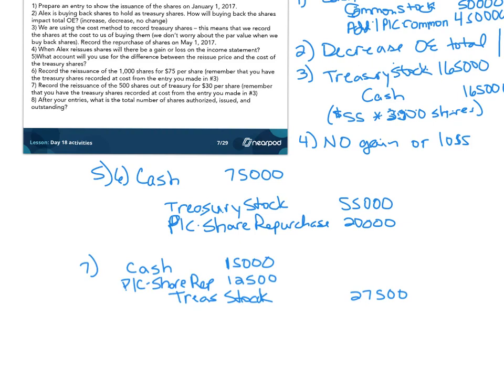A couple of things we talked about, the fact that this share repurchase account cannot have a debit balance. So you probably want to make yourself a note of that. No debit balance for the share repurchase account. Question 8 is basically asking you to add up the authorized shares and the issued shares and the outstanding shares.